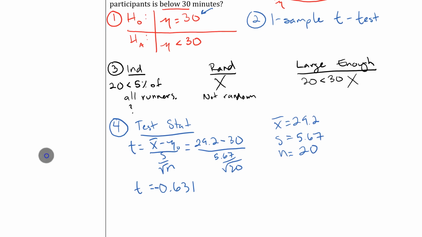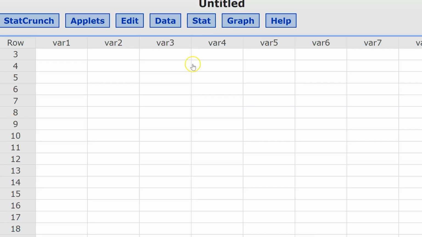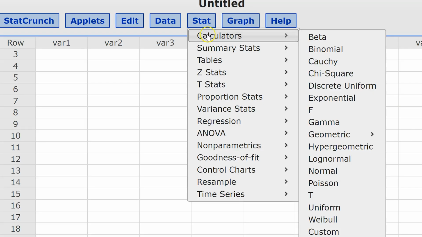So what's the other thing we need to calculate at this point? Our p-value. So our p-value is going to be equal to, we're only looking at one of these sides. So we're looking at the less than side, and we have negative 0.631, and we want to find the probability of getting that or lower. So let's go over to StatCrunch, our calculator, or you can use a table if you want, but I'll use the StatCrunch calculator. So we've used the T calculator before, stat calculator's T, to find a probability.